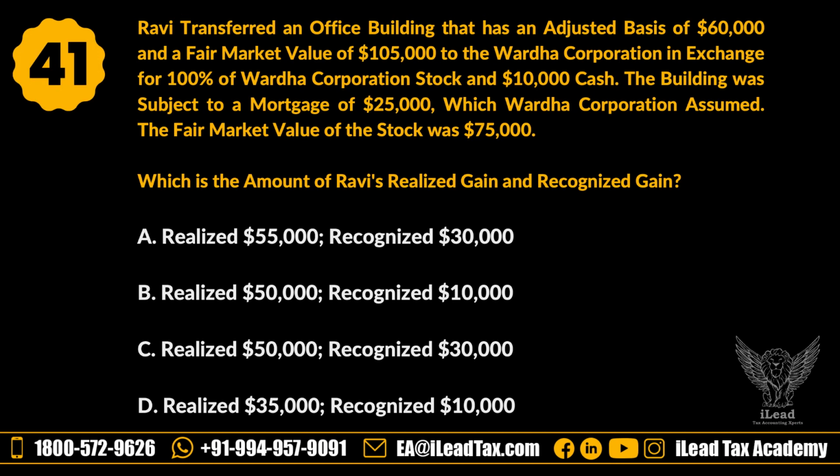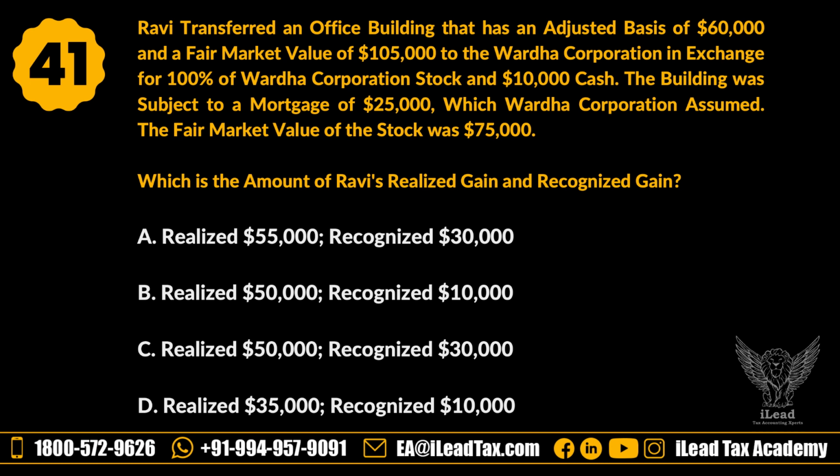Ravi transferred an office building that has an adjusted basis of 60,000 and FMV of 105,000 to Varda Corporation in exchange for 100,000 of Varda Corporation stock and 10,000 cash. The building was subject to a mortgage of 25,000 which Varda Corporation assumed. The FMV of the stock was 75,000. What is the amount of Ravi's realized gain and recognized gain?